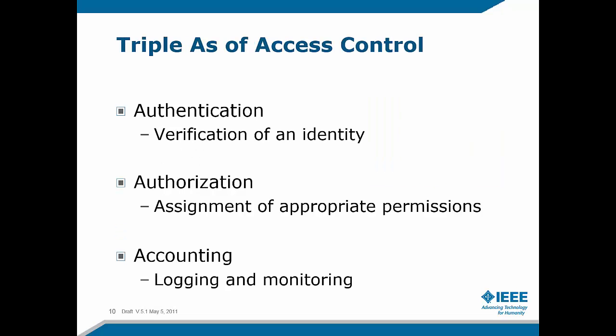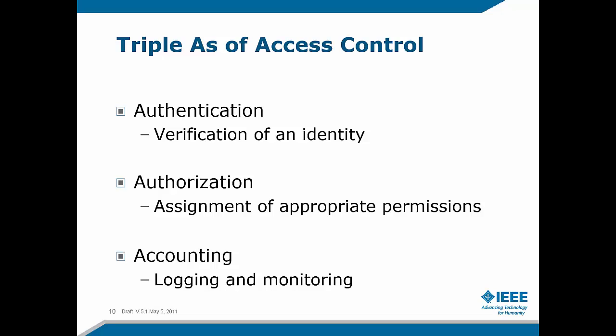Access control is what limits the use of resources, data, or information. There are three critical elements of access control called triple A's of access control. The first one is authentication, and authentication refers to the verification of an identity. When somebody claims that he or she is so and so by providing an identity, authentication is what verifies that identity and checks whether that identity is false or authentic.